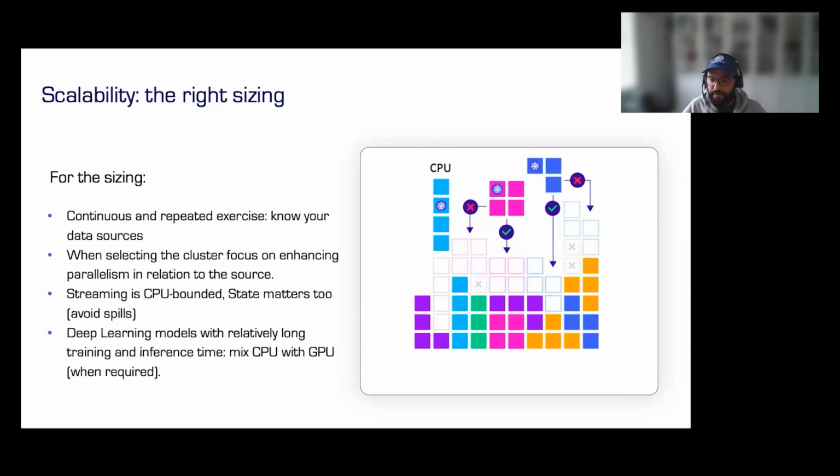And we have seen most recently, with approaches like deep learning models, relatively long training and inference times. So in that case, try to avoid burning all GPUs on just one simple transformation or modeling. Try to mix as much as possible CPU with GPUs when it's possible to do.